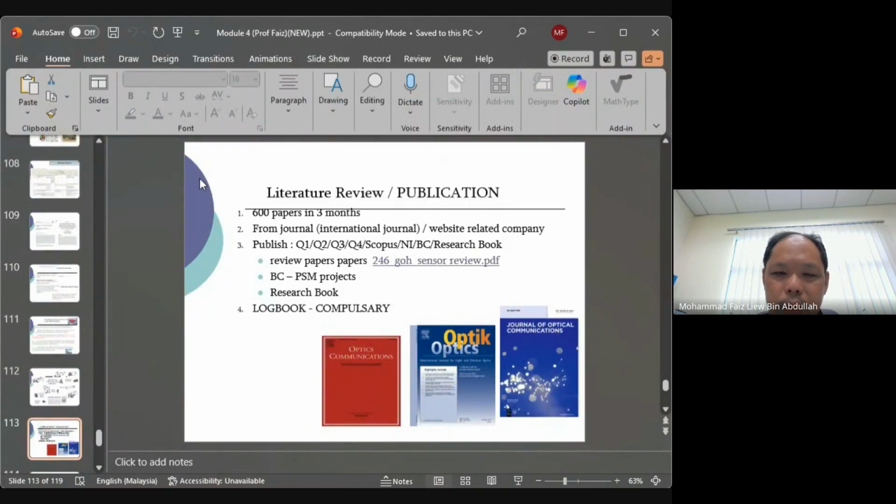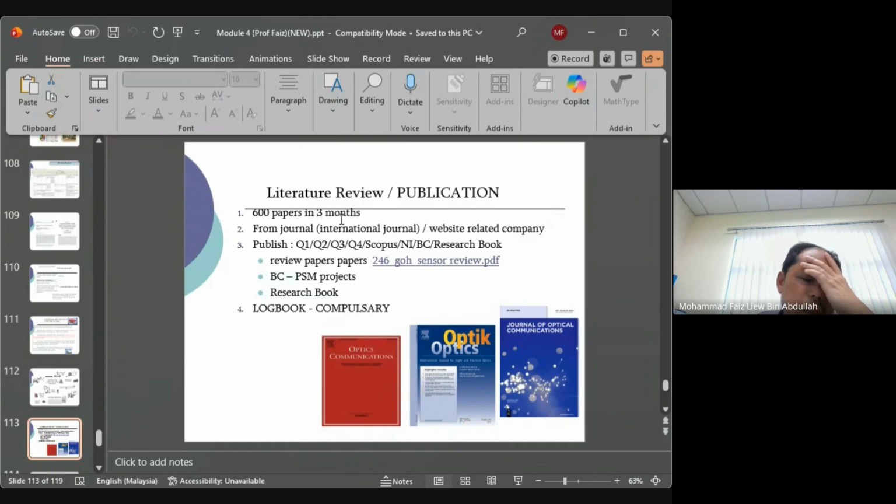This is a literature review. A publication: 600 papers in 3 months. Some say that is a lot. Our previous vice chancellor, Prof. Rosadi, set a target for his students of 1,000 papers in 3 months. For me, I only set 600 papers in 3 months. My students always asked me how to get 600 papers.